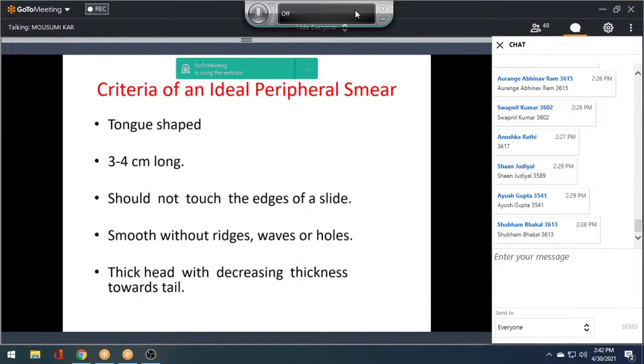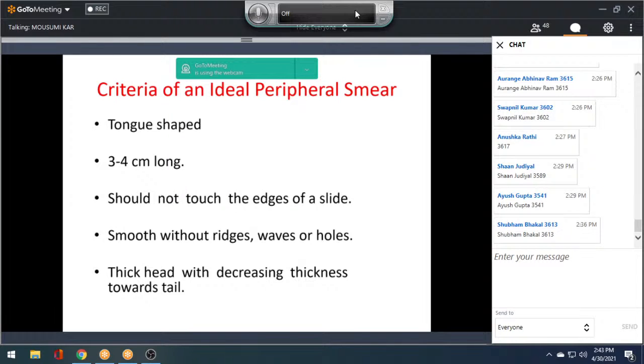Okay, and how many of you got an ideal peripheral smear when you made it earlier? Nobody? Okay, at least you should know theoretically what went wrong. And if you answer your viva well, you'll definitely pass, even if your peripheral smear is very far away from ideal.